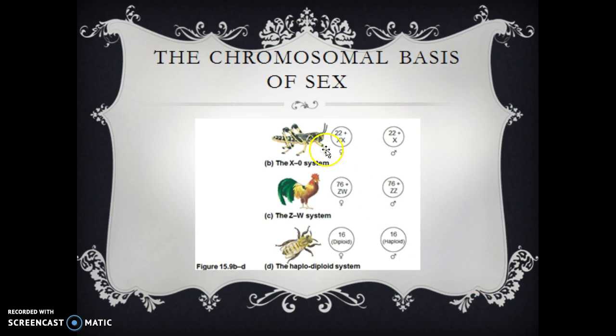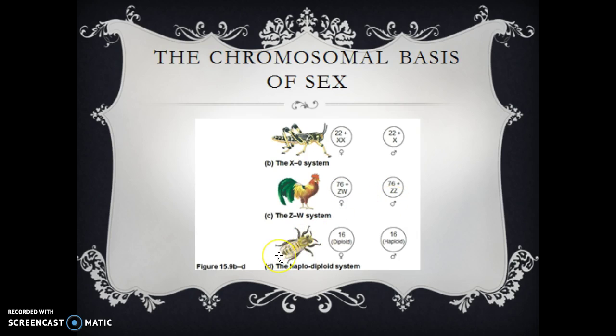We can see that these crickets here work on the XO system, where this O is actually a 0. Females will be 22 autosomes and an X and an X chromosome, and males will be 22 pairs of autosomes and a single X chromosome. That's it. Chickens, roosters work on the ZW system. Females will have 76 chromosomes along with a Z chromosome and a W chromosome, which are their sex chromosomes, whereas males have the 76 autosomes and 2 copies of the Z sex chromosome.